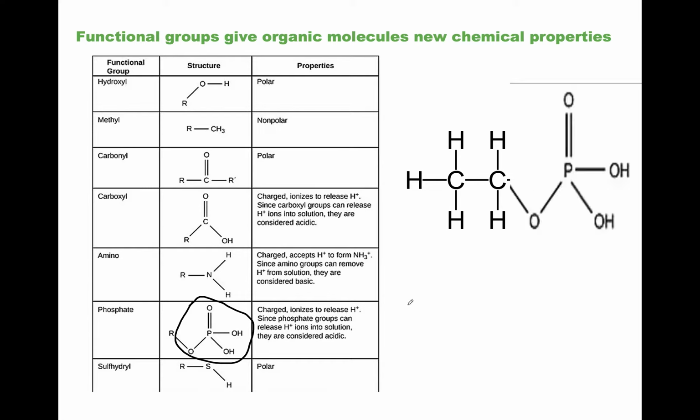So then you're going to lose these hydrogens. These hydrogens are lost into the solution. And then what happens? This becomes negatively charged. So again, by replacing a boring old hydrogen with this phosphate functional group, you not only make the molecule polar, but you also give it acidic properties and you make the molecule charged.